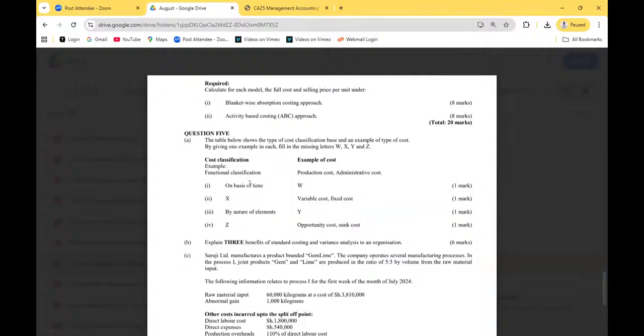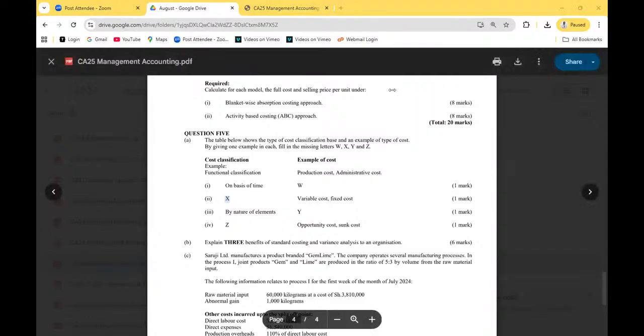Then on basis of time, you talked about historical cost, then future cost. Let's move to this part here. We are not given the classification basis, but you have been given variable cost, fixed cost. So which one is X? Which one is X? Somebody is not saying anything. Behavior, right? That is now classification based on behavior.